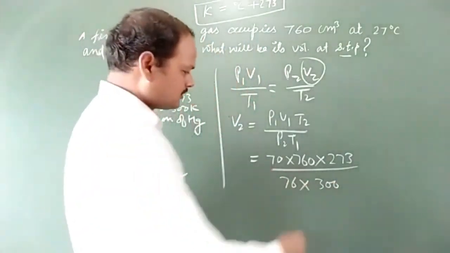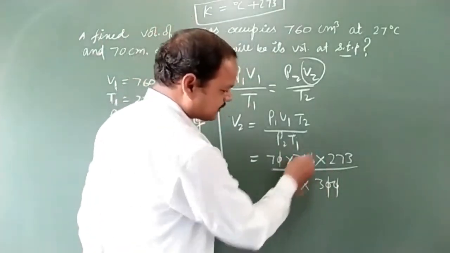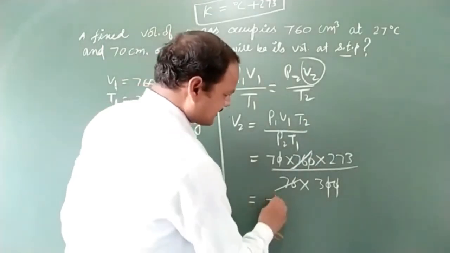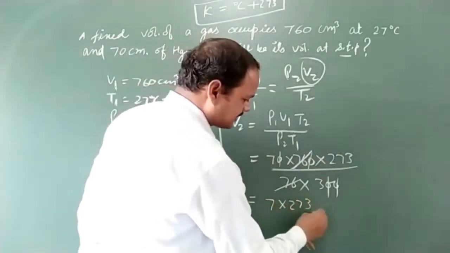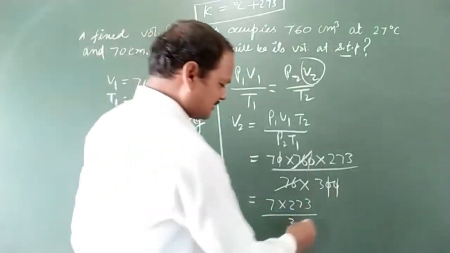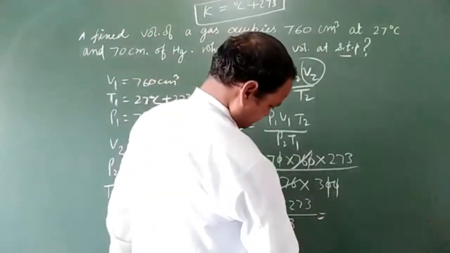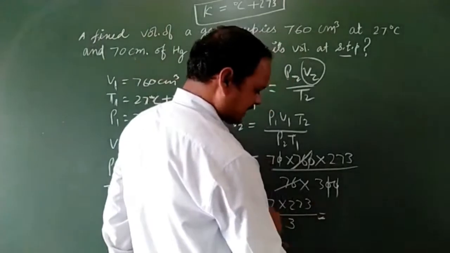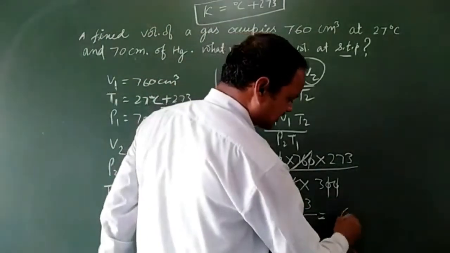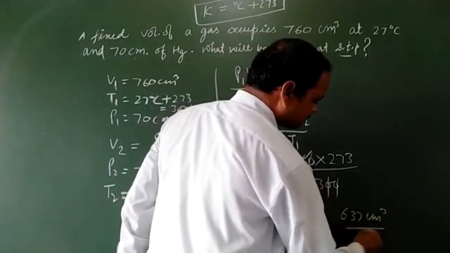Now divide this value, cancel 0 by 0 and 76 by 76, and we will get here 7 into 273 upon 3. When you multiply first and then divide, you will get something about 637 centimeter cube.